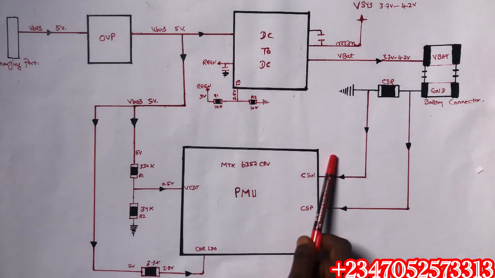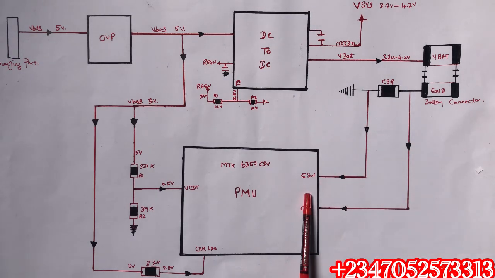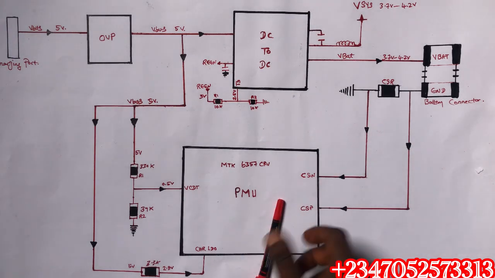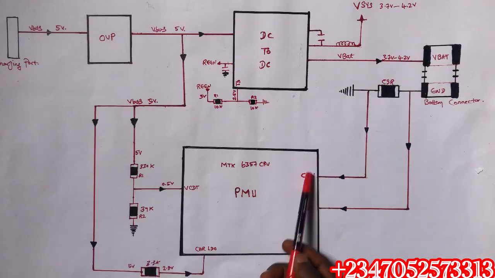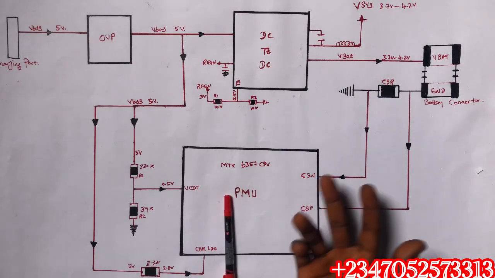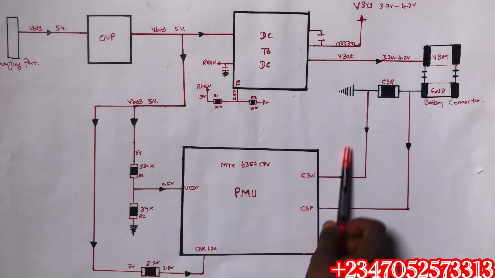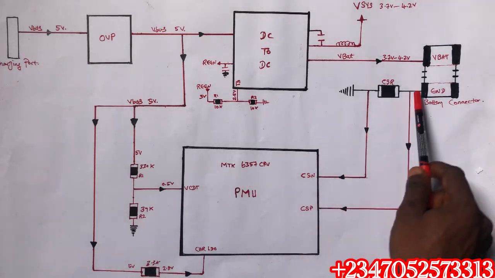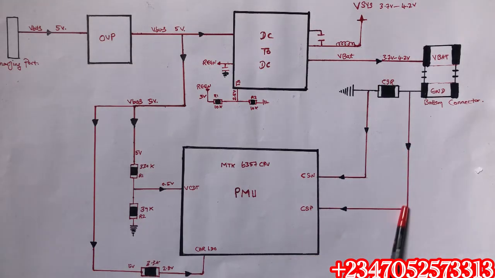So on these lines, there are no components in between. If any of these lines is open from the power IC, maybe your phone fell down and then you have that error, your phone will not be able to sense your battery. Okay, these are the sensing lines. In Qualcomm and in SPD we also have them, but the position of these lines is different from those ICs.